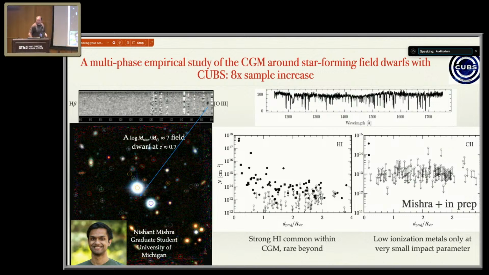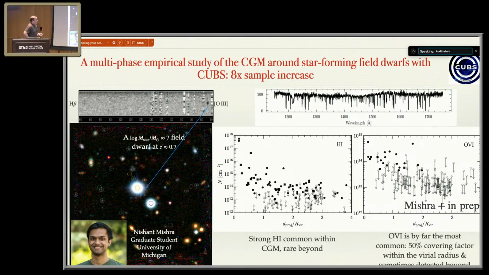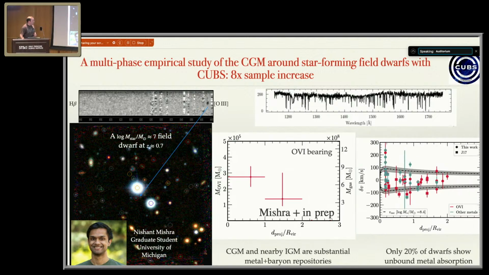Low ionization state gas traced by carbon-2, quite rare. Carbon-3, a little bit more common, but still pretty rare. And now we have oxygen-6, which shows up in roughly half of the sight lines probed at less than the virial radius, and we see occasionally just beyond the virial radius. And so this is about a 50% covering factor.